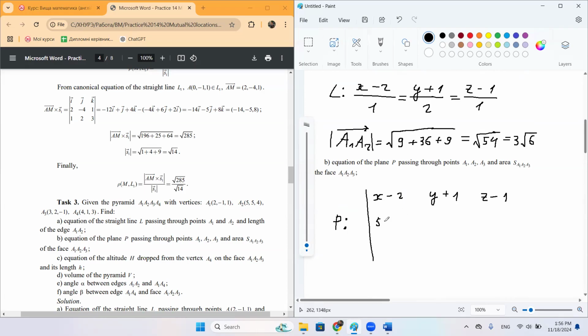Then 5 minus 2, 3 minus 2, then 5 plus 1, 2 plus 1, 4 minus 1, minus 1 minus 1. So it equals 0.